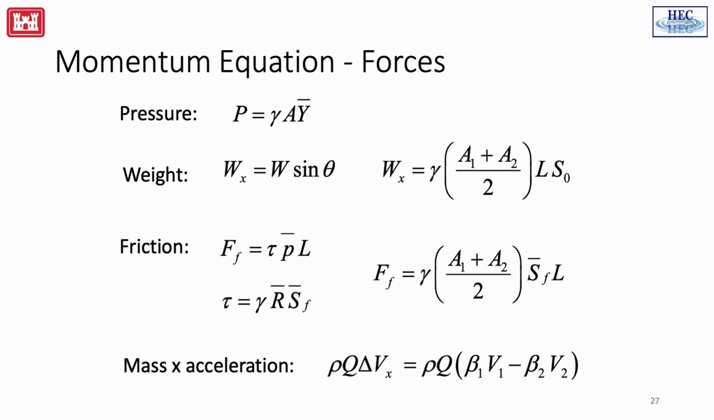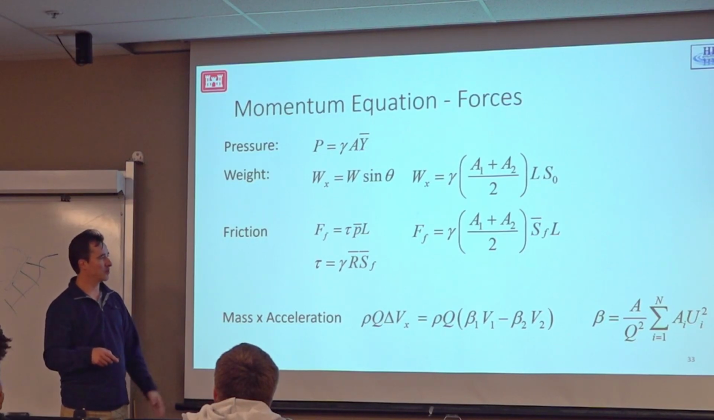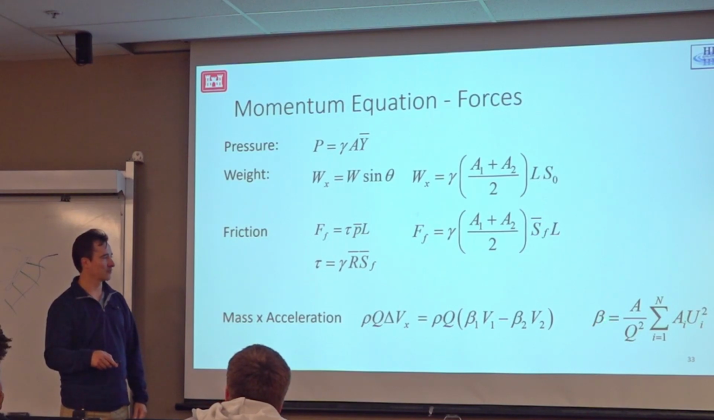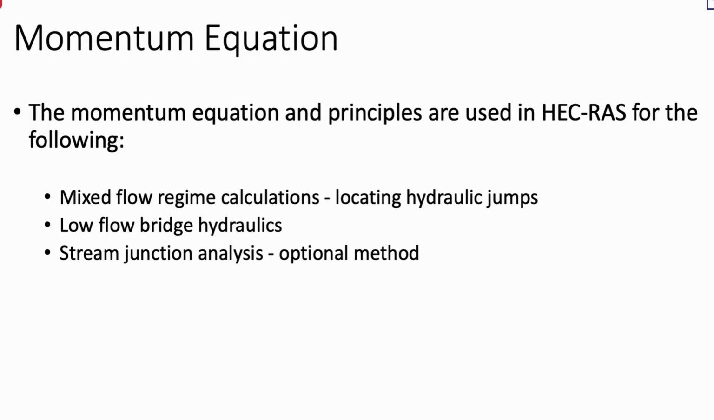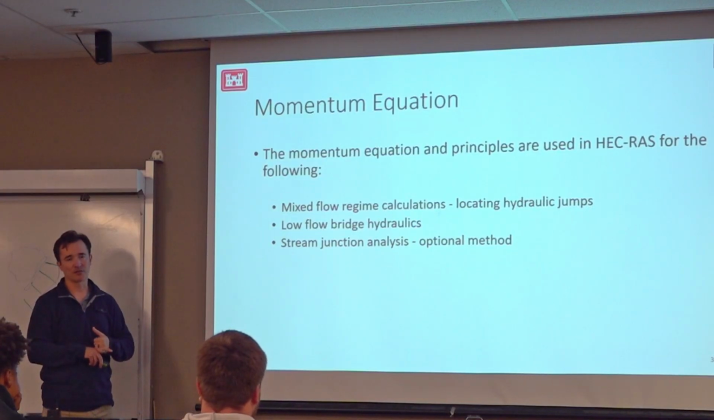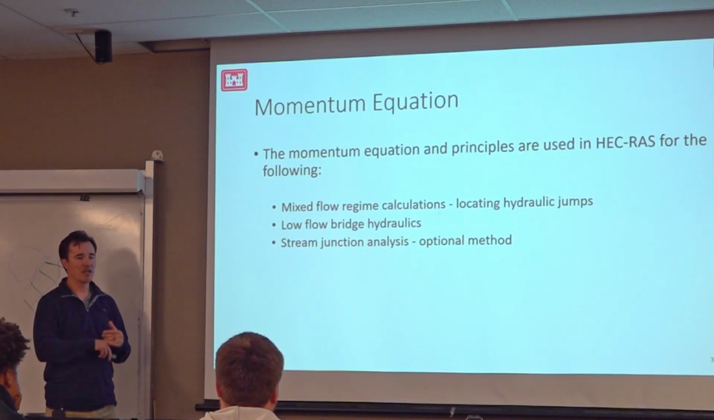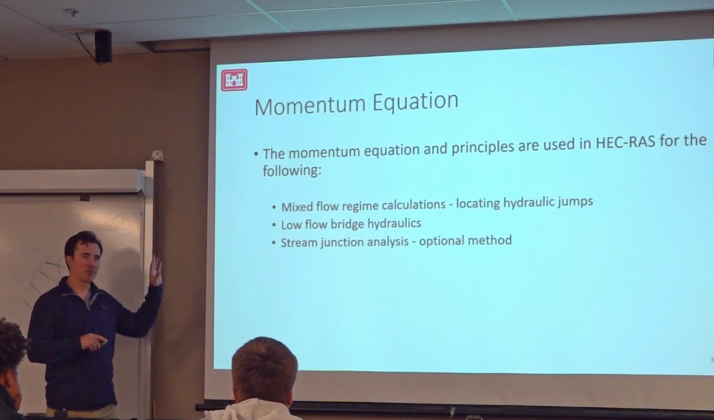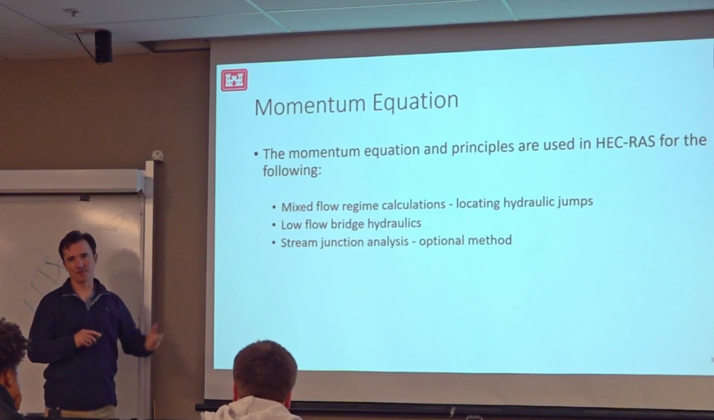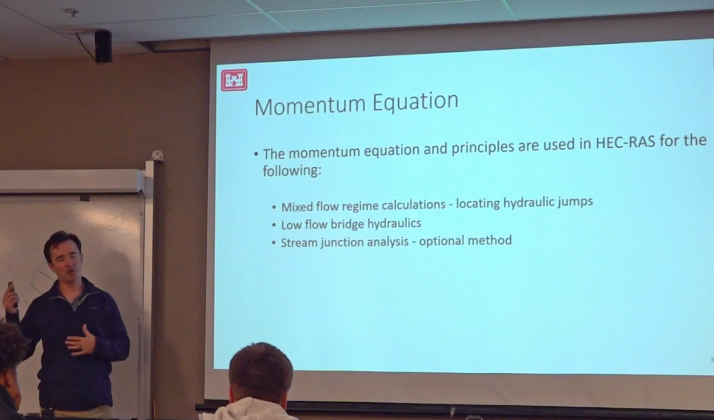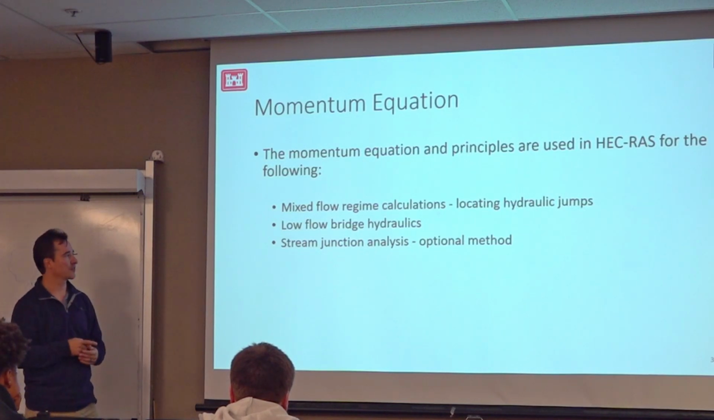I won't go into the details of what every variable is. This is a momentum correction coefficient, this beta coefficient. So like I mentioned before, the momentum equation is used sometimes at junctions, low flow at bridges, and when you have mixed flow calculations. The momentum equation is used to determine the location of the hydraulic jumps, right? And we'll talk more about mixed flow on Thursday afternoon.